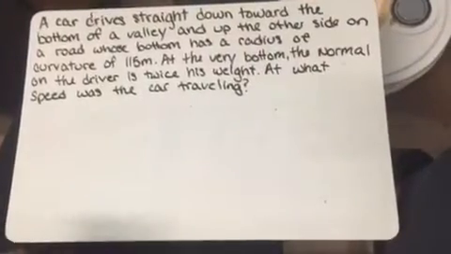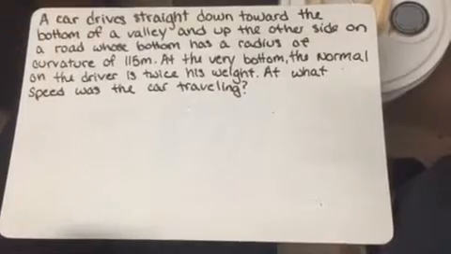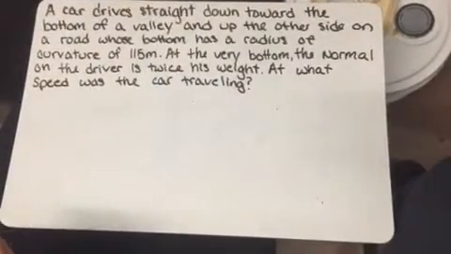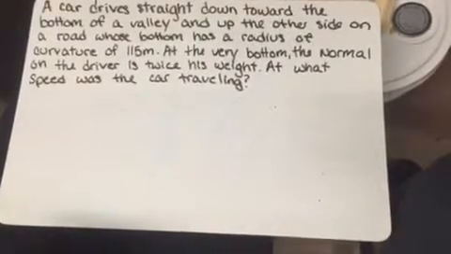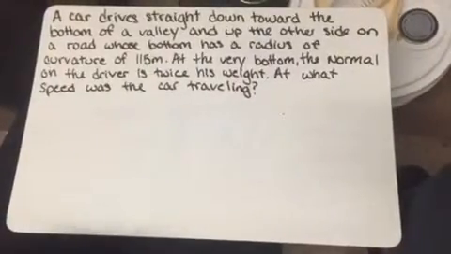The problem that we're going to be solving relating to vertical circles is number 7 on page 132. The problem is, a car drives straight down toward the bottom of a valley and up the other side on a road whose bottom has a radius of curvature of 115 meters. At the very bottom, the normal force on the driver is twice his weight. At what speed was the car traveling?